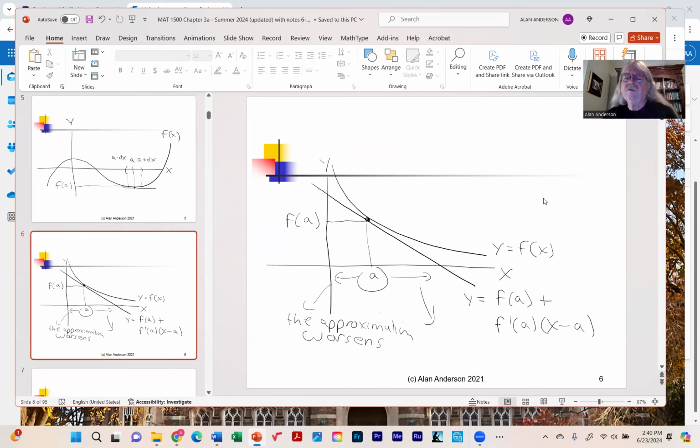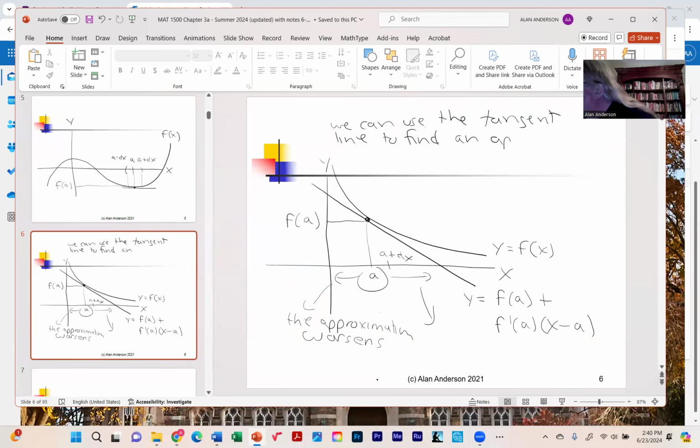But because, for whatever reason, we're interested in understanding the value of this function in the area around A, we're going to use this linear approximation to come up with values for, let's say, we need A plus dx. We can use this tangent line to come up with at least an approximation to find an approximate value for f of A plus dx.